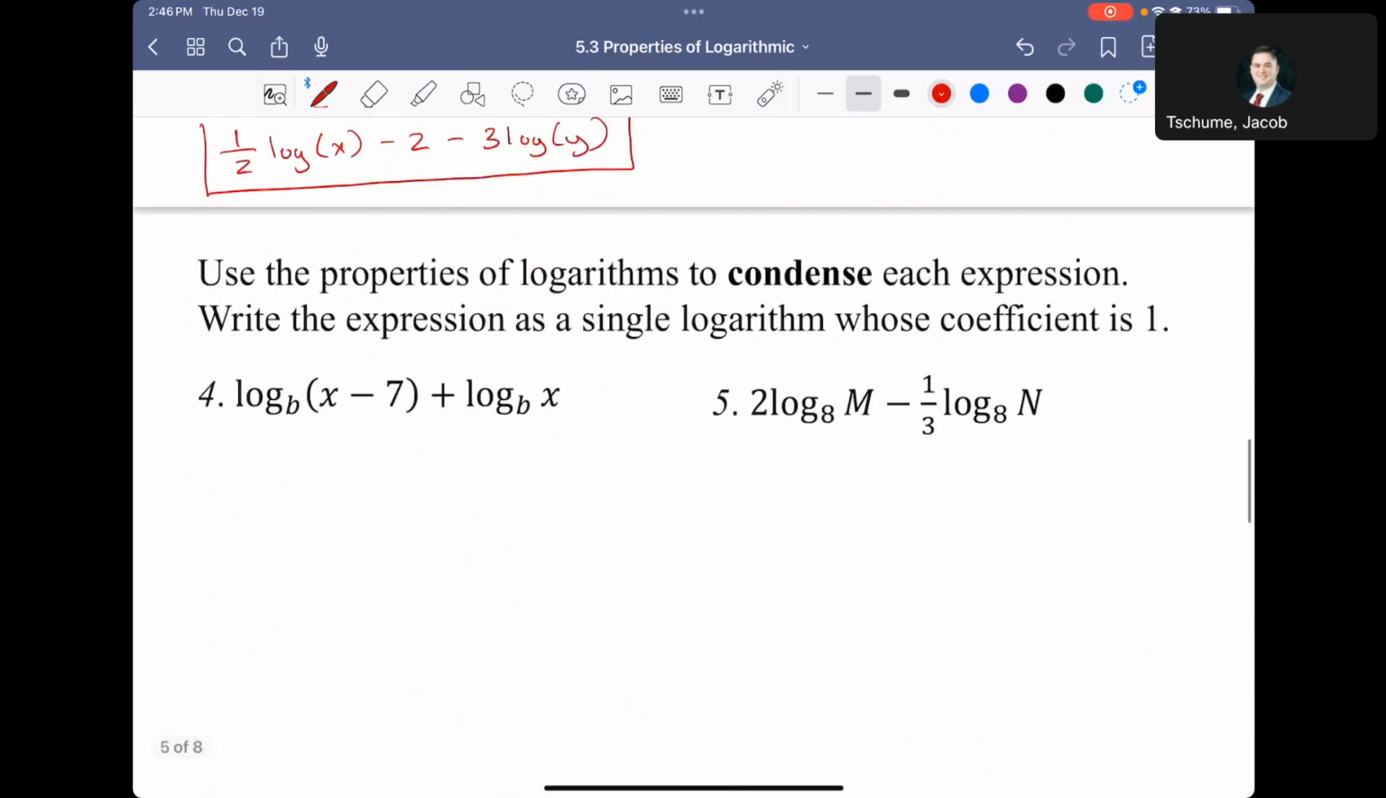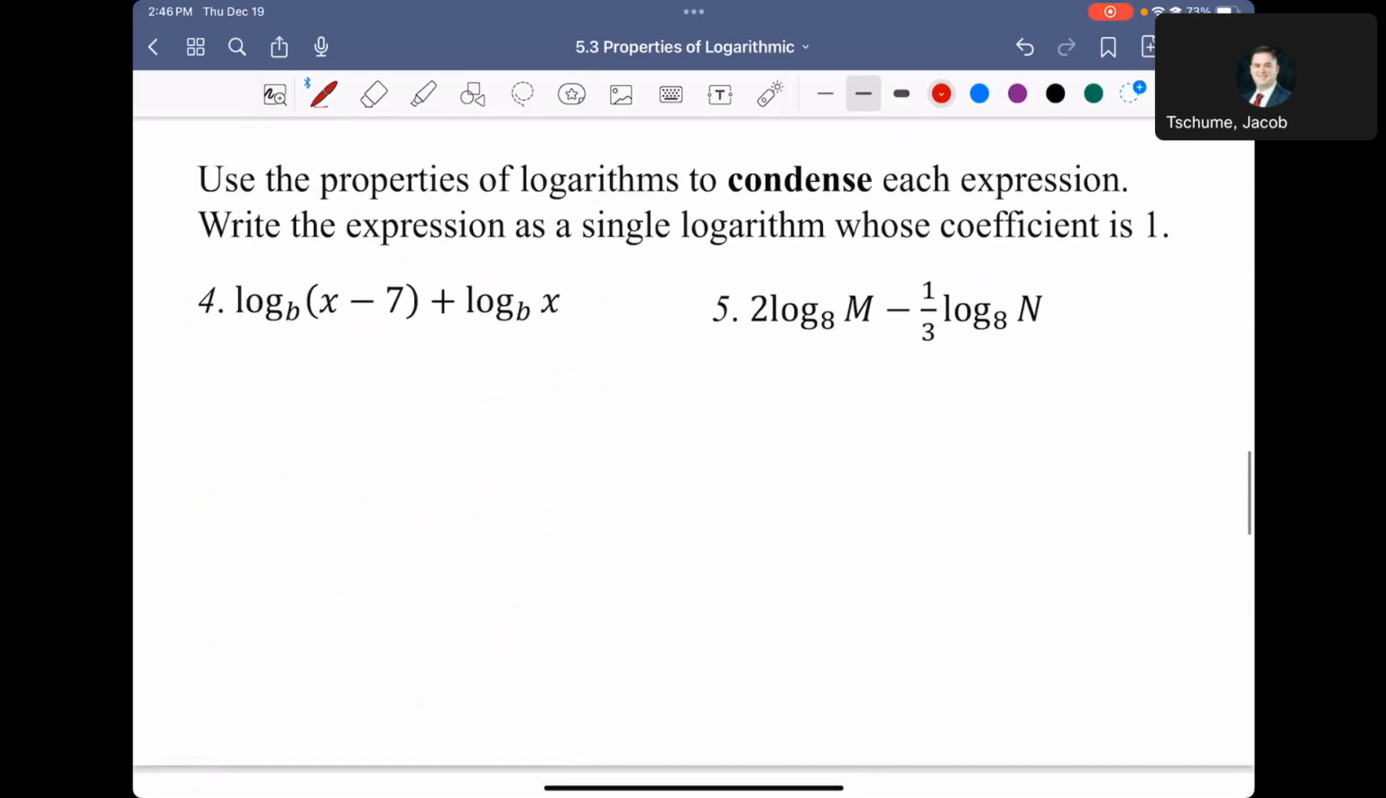Now I want you to be able to go the other direction, which I think students actually like better. So maybe you'll agree with me, or maybe you won't by the end of these problems. What I would like you to do is to take these multiple logarithms and put them together using the rules that we've covered so far in this video.